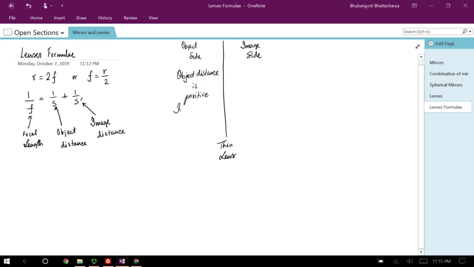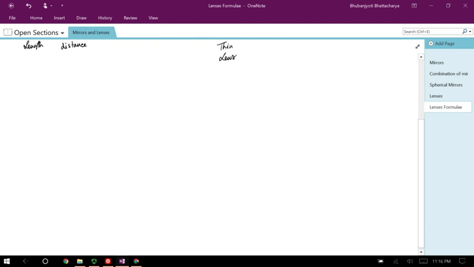Okay, but image distance, if the image falls on this side, then the image distance is negative. And on this side, the image side, image distance is positive. But object distance is negative. Okay, and now for various scenarios, we can actually play with the scenarios as to what happens.